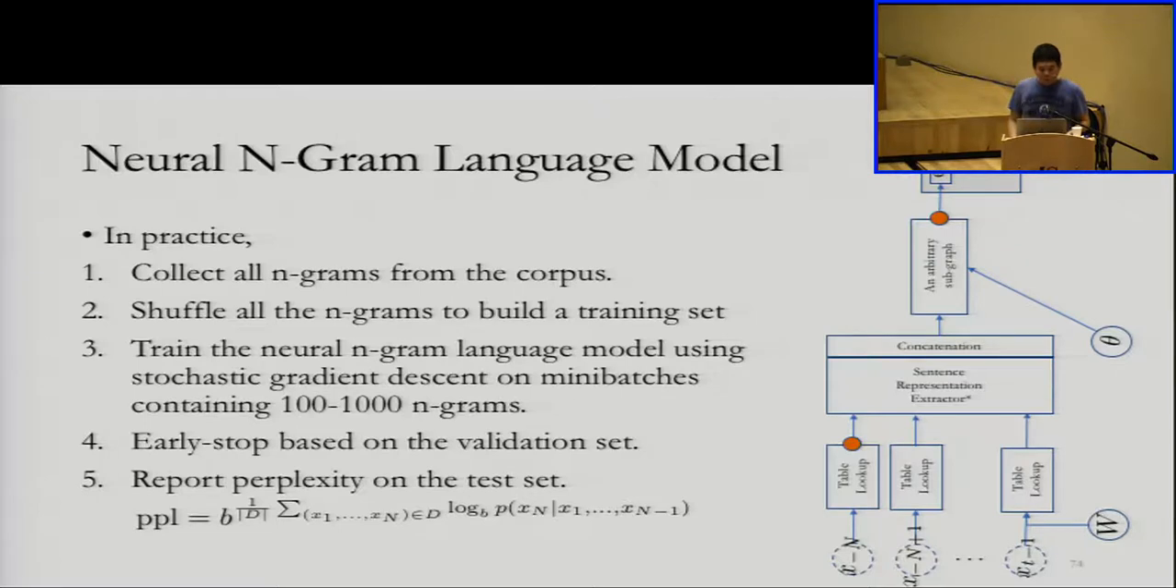So in practice, what you do is that you collect the data, right? You collect the corpus, collect all the n-grams, shuffle them to make it look like IID data, build a training set, and train the neural n-gram language model, which is simply training a text classifier, right? Using stochastic gradient descent on mini batches containing 100 to 1,000 n-grams. And then again, you do early stopping based on the validation set. And the validation set should come from the future articles, right? And then you report the perplexity on the test set.